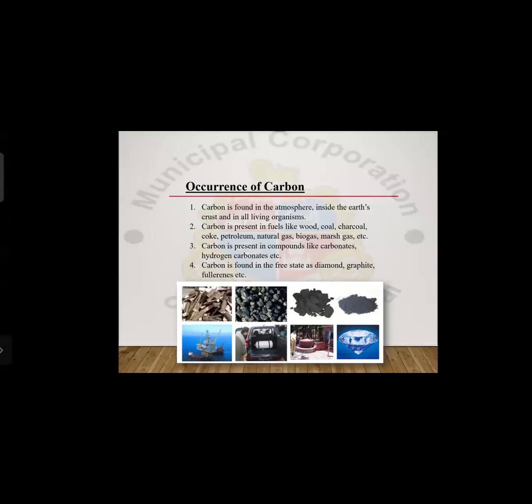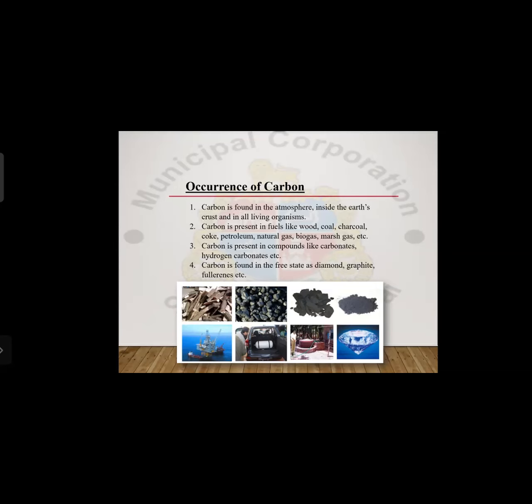As I told you earlier, carbon is found in free state as well as combined state. In free state, carbon is found as diamond, graphite, fullerenes. And in combined state, like carbohydrates, carbonates, calcium carbonate, sodium carbonate, calamine, zinc carbonate. Carbon gets clubbed with other elements and forms a combined compound. So two states: free state and combined state.